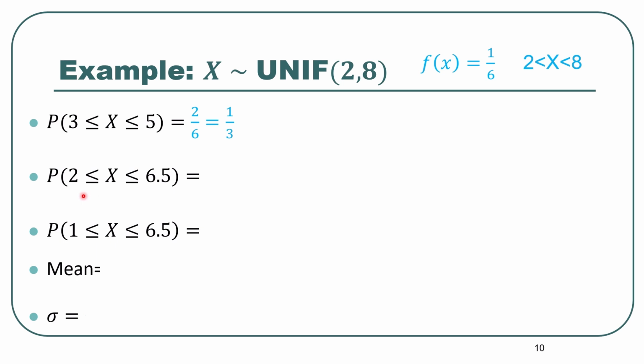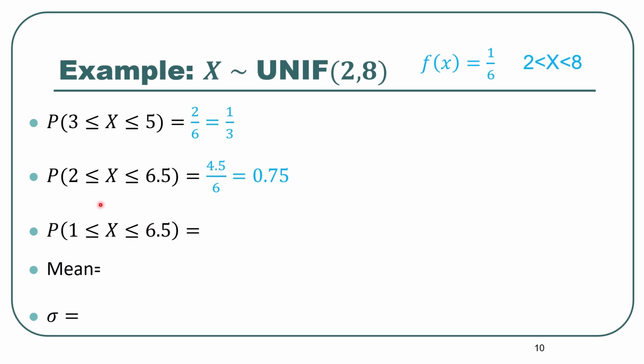How about the next one? Here we want the probability for a lengthier interval, x between 2 and 6.5. Again, that length is 6.5 minus 2, which is 4.5, over 6, the total length of my interval. So it's 4.5 over 6.